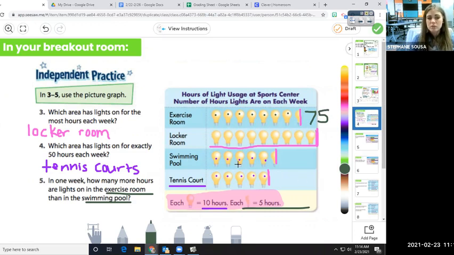Now we're going to count the swimming pool. We can see that the swimming pool is less because there are fewer pictures here, but we don't know how many. So let's count. 10, 20, 30, 40, 50 and a half. Half of 10 is 5, so that's 50 plus 5, 55.